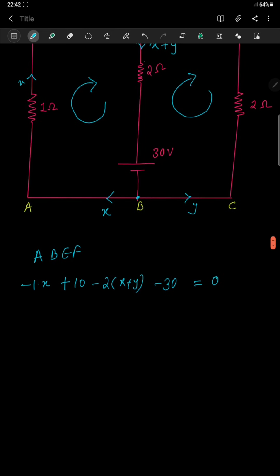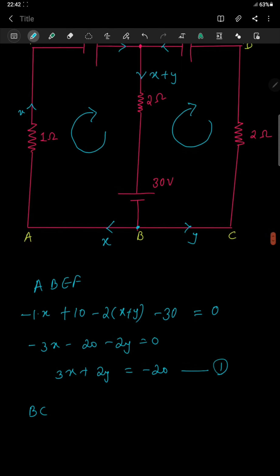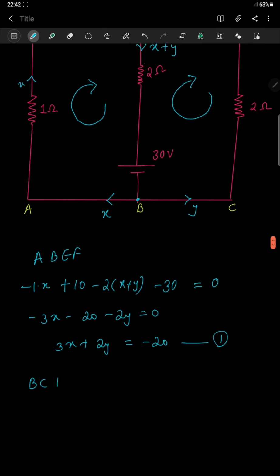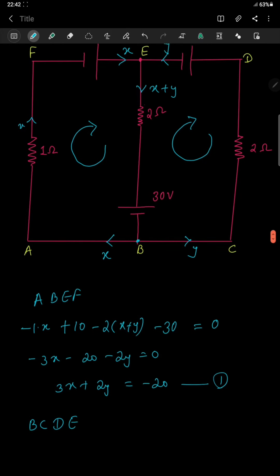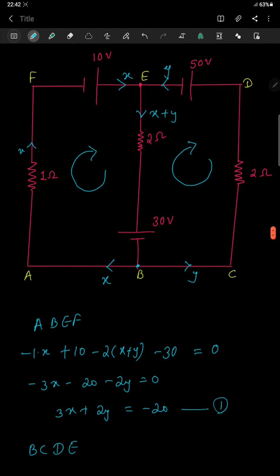Now let me simplify this expression. If I simplify, this will come to minus 3x minus 20 minus 2y is equal to 0. So 3x plus 2y is equal to minus 20. This is the first equation. Now let us go to the second loop. The second loop will be B, C, D, E.